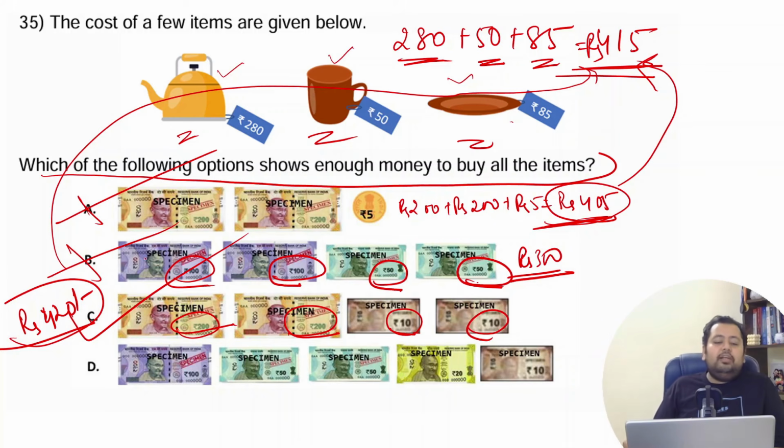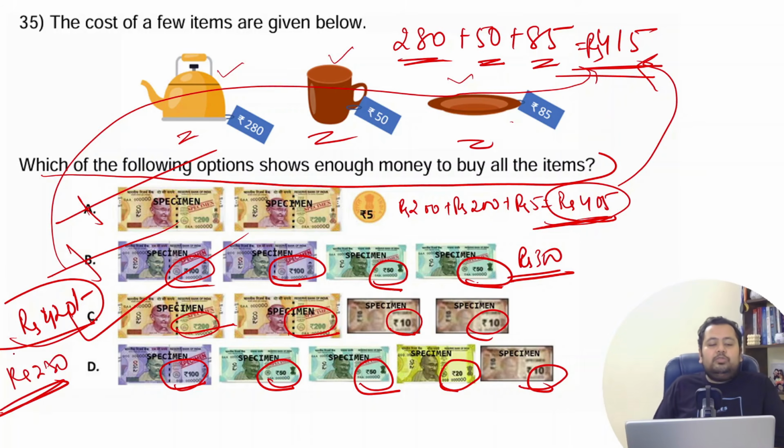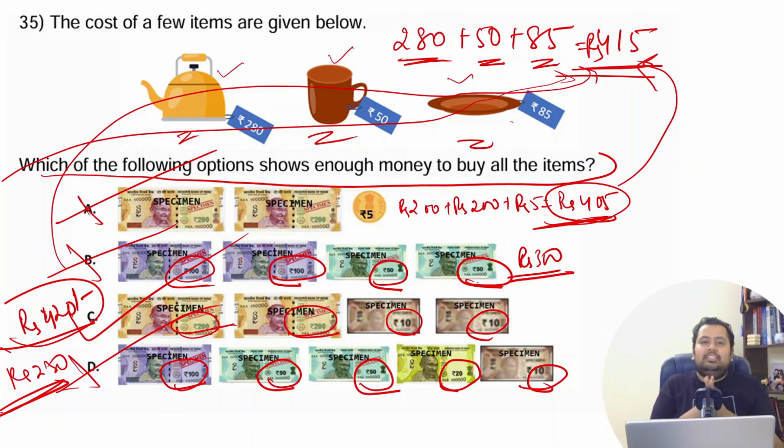Let's just, for the sake of it, look at option number D. Option number D showed rupees 100 plus rupees 50 is rupees 150, plus rupees 50 is again rupees 200. This becomes 220 and 230. So this had rupees 230. With rupees 230, will you be able to buy products worth rupees 415? No, you cannot. So option number D is also not the correct answer, and option number C is the correct answer. Hope you got this one correct.